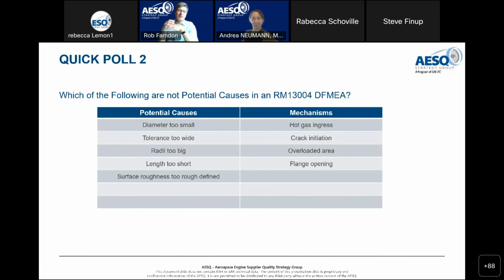I would say the mechanisms over on the right-hand side are things we need to be careful of, the physical phenomena we need to watch out for when we create the definition of our diameter, of our tolerance, or of our radii. Think about it in that way. So that is probably the most common error when it comes to populating the cause column: confusing cause with mechanism. Cause in the design FMEA is the design.